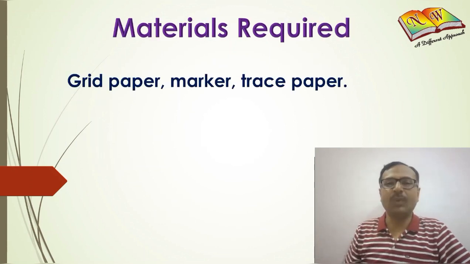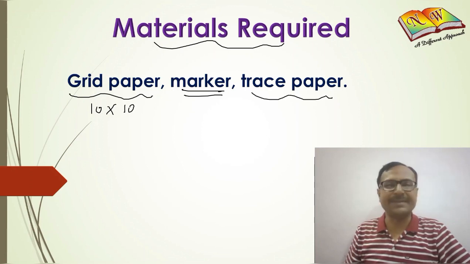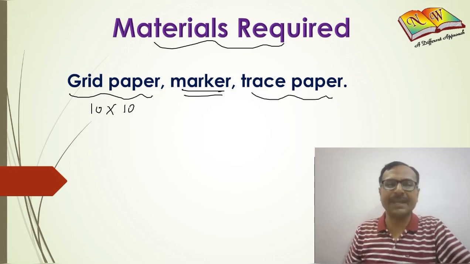And let's see what material we require to perform this activity. We require a grid paper, as I told you, a 10 by 10 grid on which the numbers from 1 to 100 are indicated. Obviously, we need markers and the general material like tracing paper, etc. Let's perform this amazing activity now.